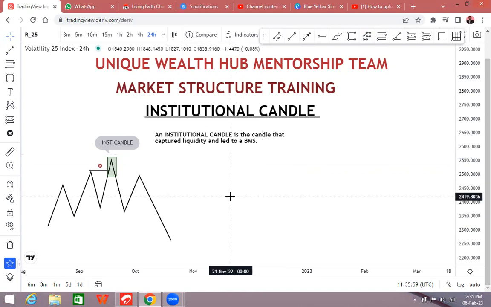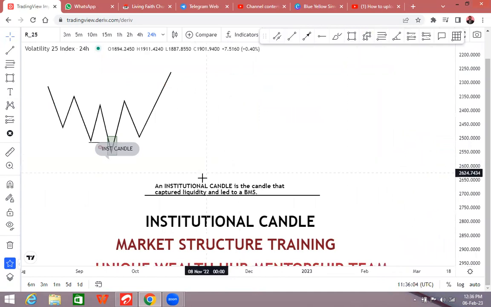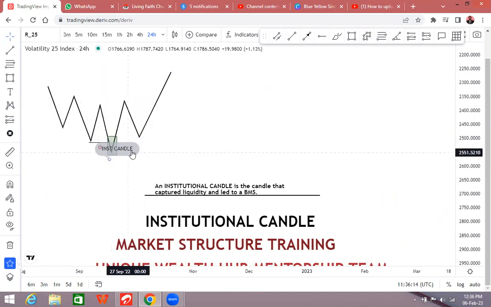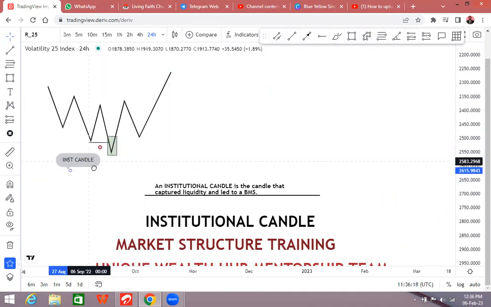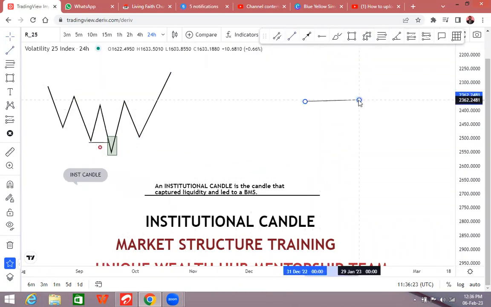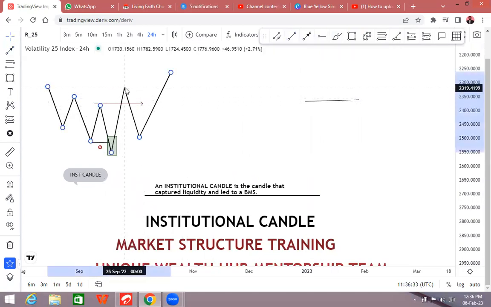Let's just have this for a bullish market. So we have a bearish market, price is trading down, bearish in this format, and the price comes, captures liquidity, and moves up, giving you a break. Let me use this for my break. Giving you a break. This becomes your break in market structure.